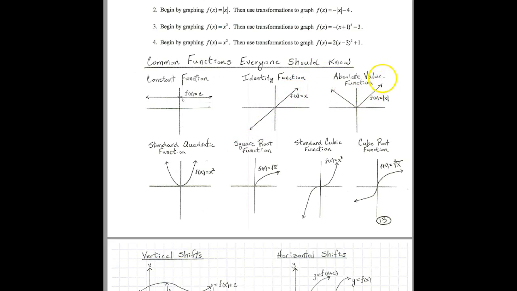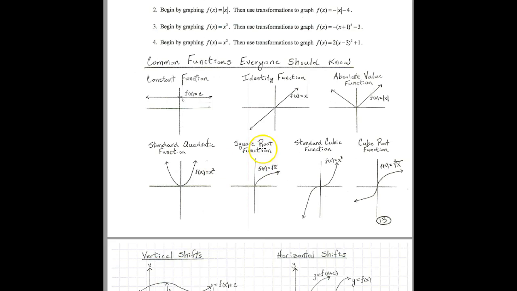The absolute value function looks like a V. It's like y equals x on this side, but it's y equals minus x on this side because the absolute value of a negative number is the opposite of what it is. So it looks like a V. The standard quadratic function, y equals x squared, looks like this.